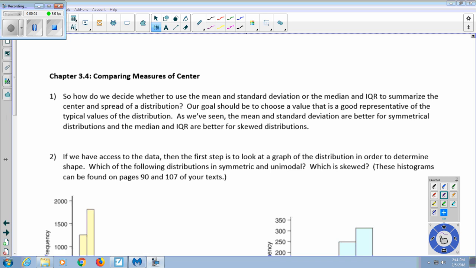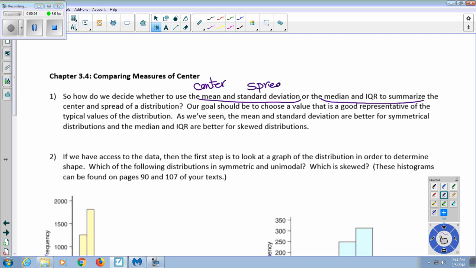This is section 3.4, comparing measures of center. So how do we decide whether to use mean and standard deviation? And these go together, we said, or median and IQR to summarize. So mean is a measure of center, standard deviation is a measure of spread, median is a measure of center, IQR is a measure of spread.